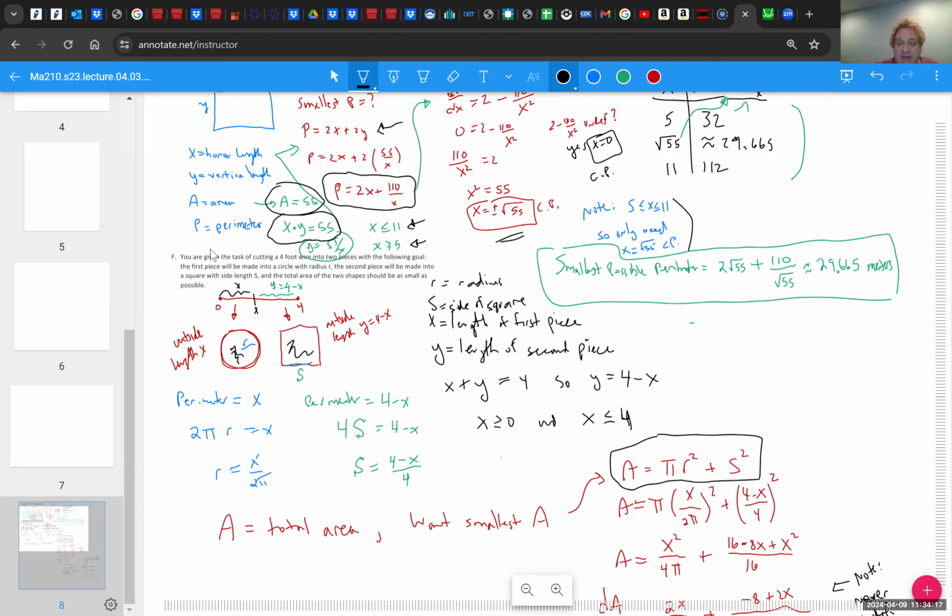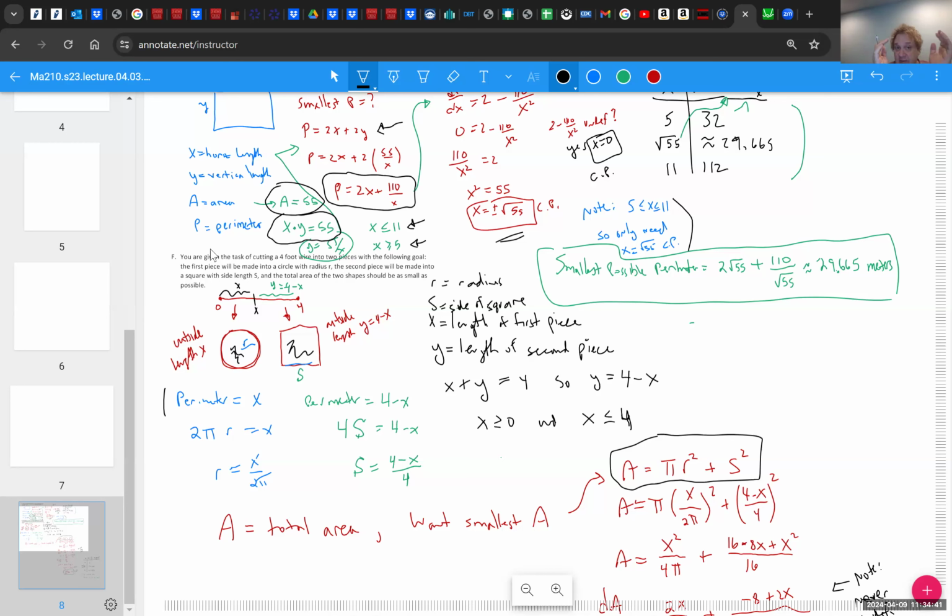S being the side length, right? Side times side is the area. So too many variables, so we need to reduce them. In this case, we know that the perimeter of the circle is equal to x. That's because the first length of wire had a length of x, and we bent that into a circle. So the outside, with the perimeter or circumference, some people say, has to have a total length of x.